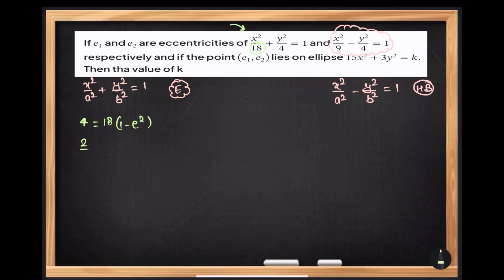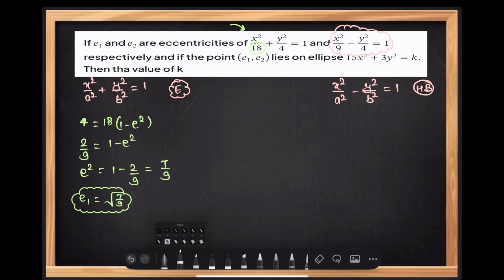So it is 2 by 9 equals 1 minus e square. So e square equals 1 minus 2 by 9. So it is 7 by 9. Comfortable? So, okay. So we got E1 as root over 7 by 9. I hope till this part you guys are okay.